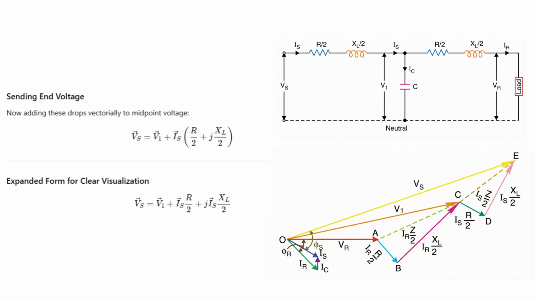If you look at the Phasor diagram on the screen, you will see how the vectors build step by step until finally, the last vector gives us the sending end voltage VS. That final vector represents the total effect of resistance, inductance, and capacitance.